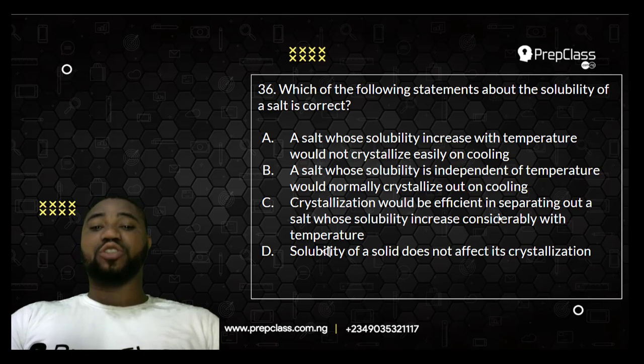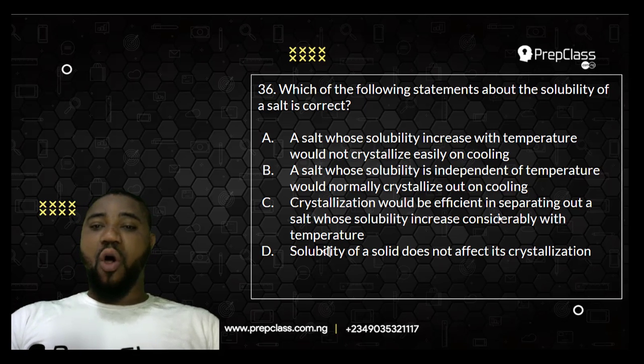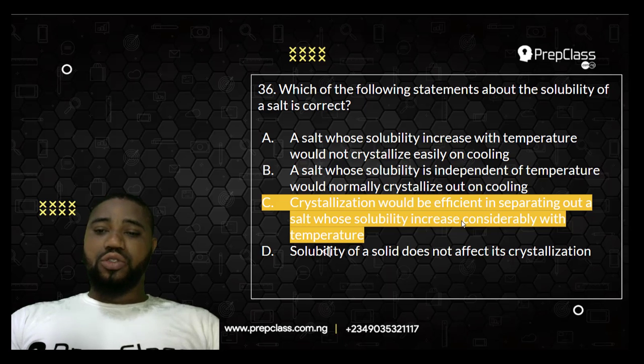The best choice here is option C, because crystallization will always be efficient in separating out a salt whose solubility increases considerably with temperature. You know that the solubility of a substance usually depends on temperature. So temperature highly affects the solubility of a substance, and once temperature is raised, crystallization will be faster. So your best answer is C.